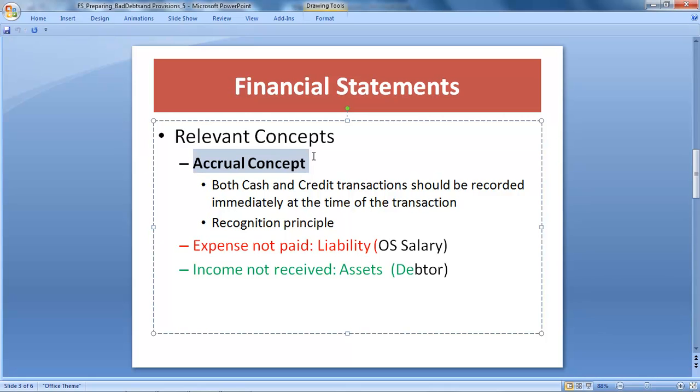One of them was the accrual concept, which says that both cash and credit transactions should be recorded immediately at the time of the transaction. So it is a recognition principle. According to the accrual principle, expenses not paid should also be recorded, and an expense not paid is a liability. An example is an outstanding salary. Similarly, income not received should also be recorded, and that is an asset, for example a debtor.